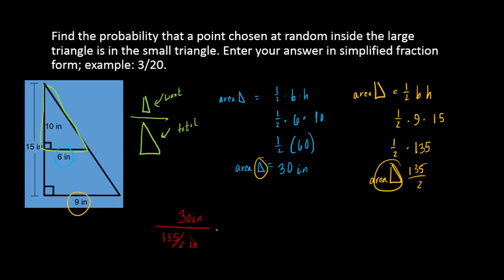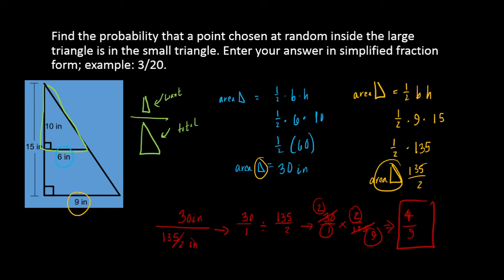So what do I end up with? Well, how do we divide like this again? So this becomes 30 over 1 divided by 135 over 2. Remember, keep, change, flip. This becomes, what? 135 divided by 15 is 9. 30 divided by 15 is 2. So I get 2 times 2, which is 4, and 1 times 9, which is 9. So I have a 4 in 9 chance of choosing a point on this large triangle that it also falls in the small triangle.